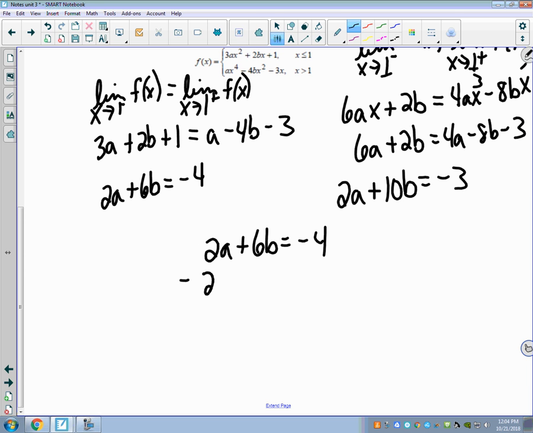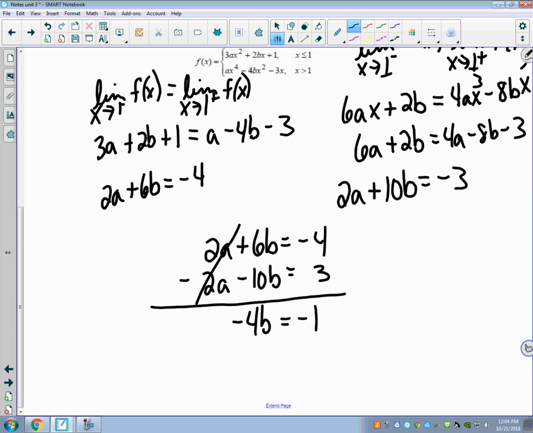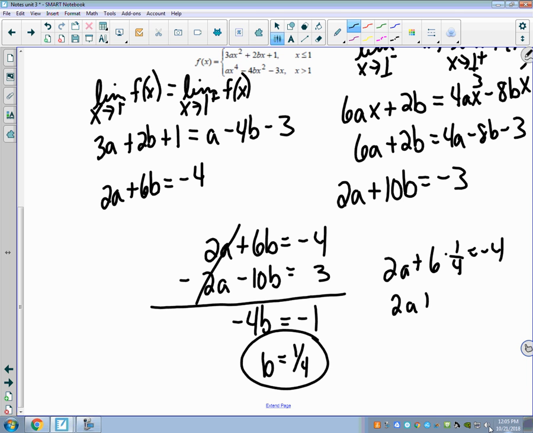So I'm going to leave you to do this and see if you can get the answer. I would just subtract negative here. I would make this negative 2a minus 10b equals positive 3. Change all the signs of this, because then these just eliminate and you get negative 4b equals negative 1. So b equals 1/4. Then you have to plug that back in somewhere. I'll just plug it in right here and get 2a plus 6 times 1/4 equals negative 4.